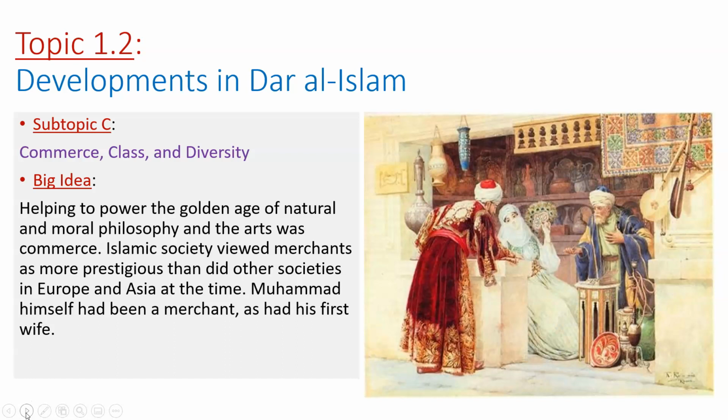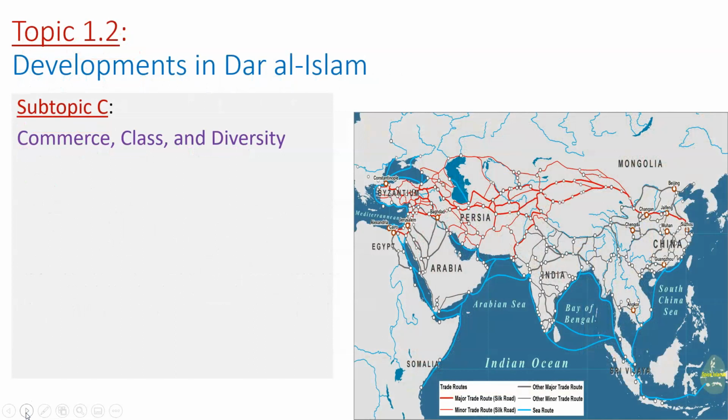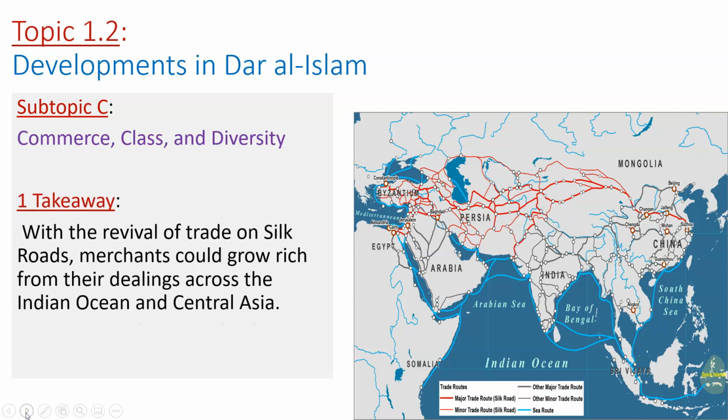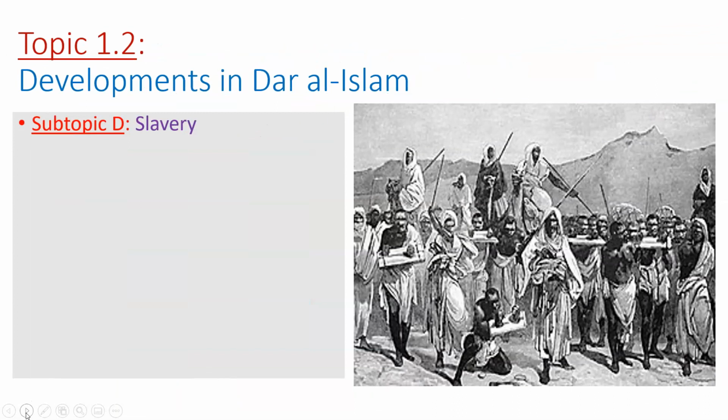Different story here, right? So again, we're talking about how these cultures were similar and different. These interchanges between different cultures are something we're focusing on. We're not just trying to memorize facts and dates so much. So what were some of the similarities and differences? Okay, another good map. Please check out the map. Got one takeaway for you on this topic. With the revival of trade on Silk Roads, which we're going to be talking about more later, merchants could grow rich from their dealings across the Indian Ocean and Central Asia.